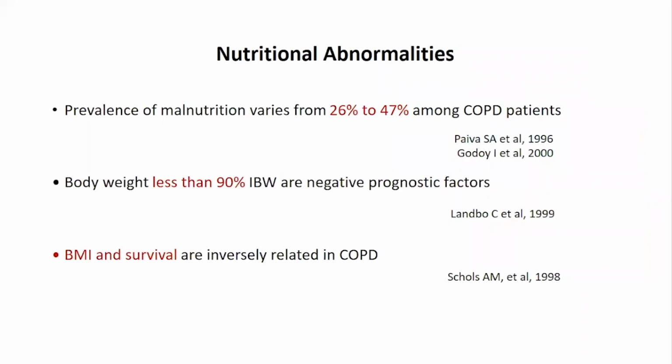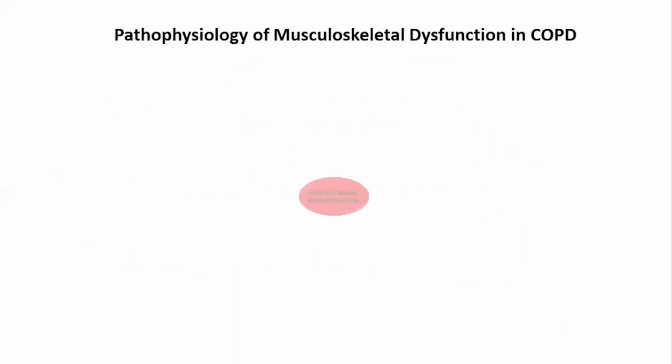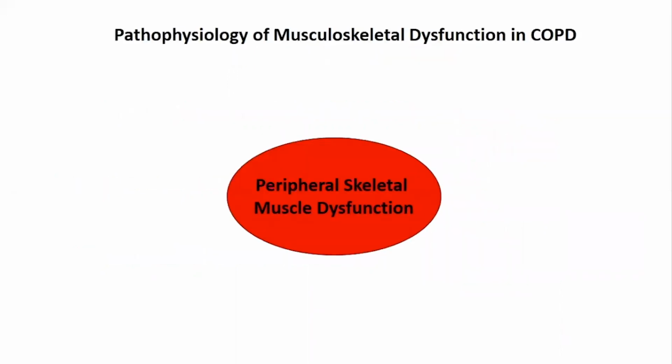Now let's look at the nutritional abnormalities. It is estimated that a big part of patients of the COPD population would have malnutrition. That's anywhere from 26 to 47%. And if you have a body weight of less than 90% of the ideal body weight, this becomes a negative prognostic factor, which means that complications of the disease becomes higher. And in terms of survival of these patients, a lower BMI is actually inversely proportional to survival. Now let's go to the musculoskeletal dysfunction in COPD.